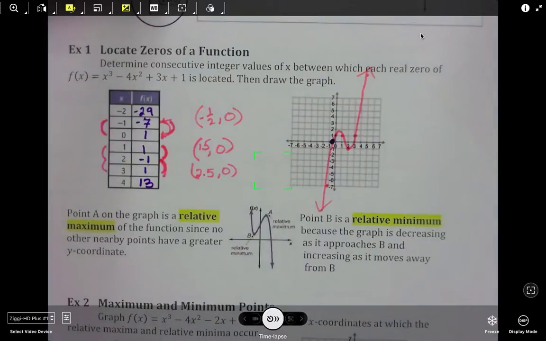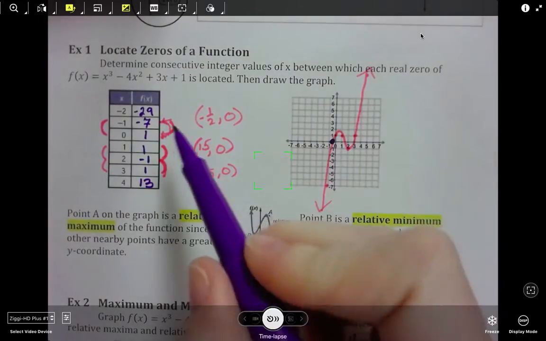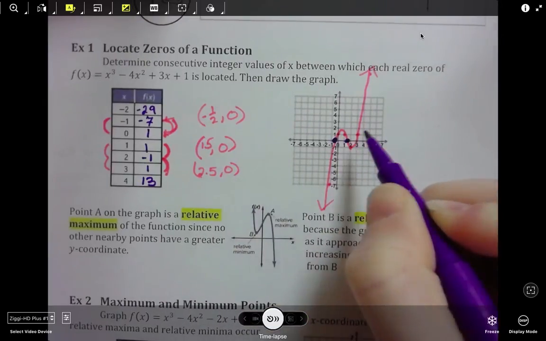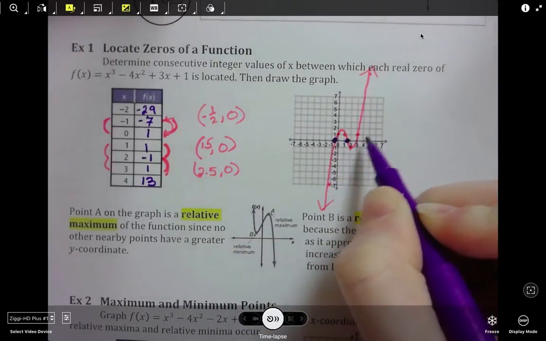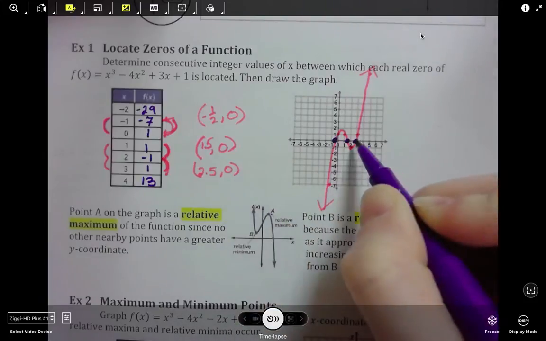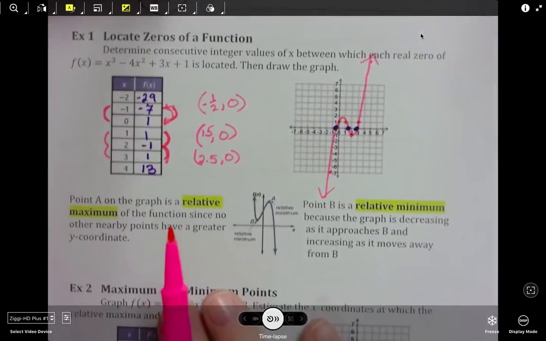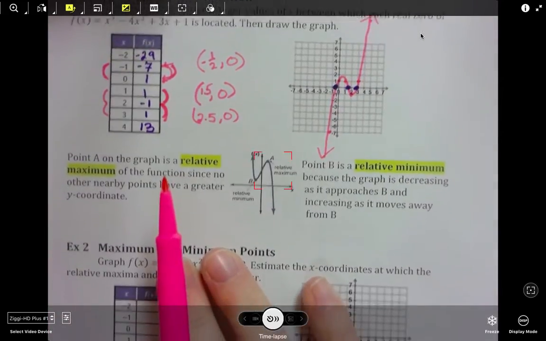It might not be quite at 1/2. Maybe it's at 1/4, but I know it's a number between 0 and negative 1. 1 and 1/2 comma 0. Again, it might not be quite 1 and 1/2, but it's going to be close. And then 2 and 1/2 comma 0. Those are the places where it's going to be. Those zeros are going to be located. So just by looking at the table and the graph, we can determine where those zeros are going to be located. They're probably going to be decimals, but that can just help me narrow it down.